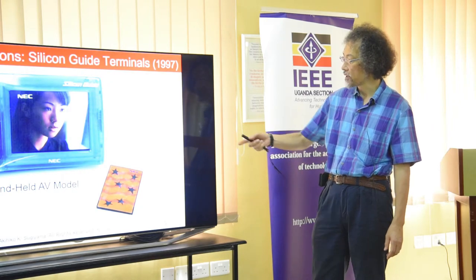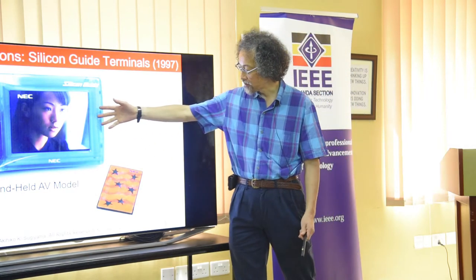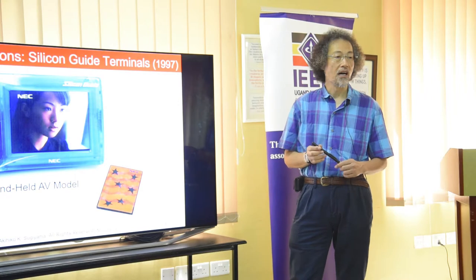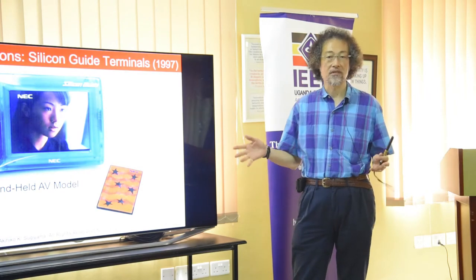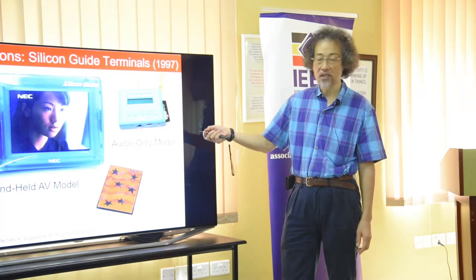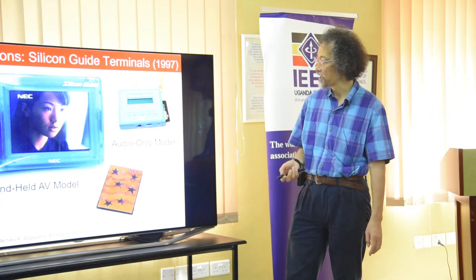This one is called the Silicon Guide, the handheld model. It's a big one. It was used to show you the details of exhibits in a museum or exhibition. So that was the purpose of this guiding terminal. There was also an audio-only model, which was smaller than this, but you could not see the video.